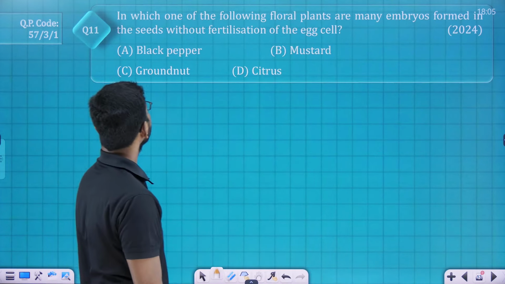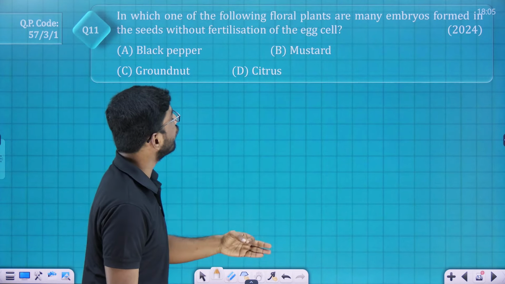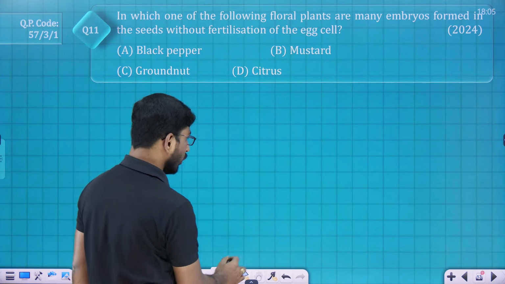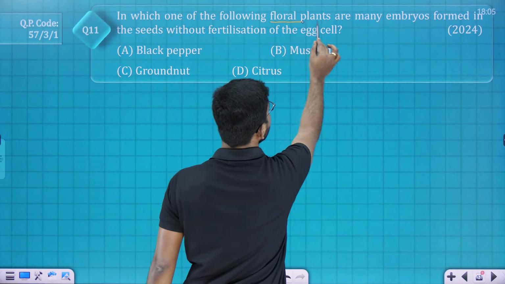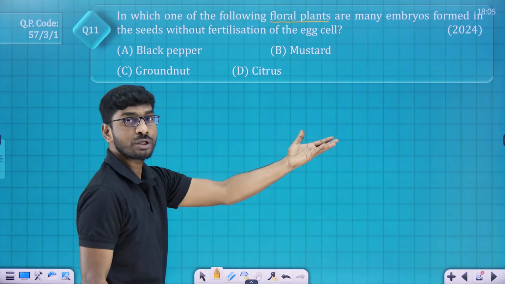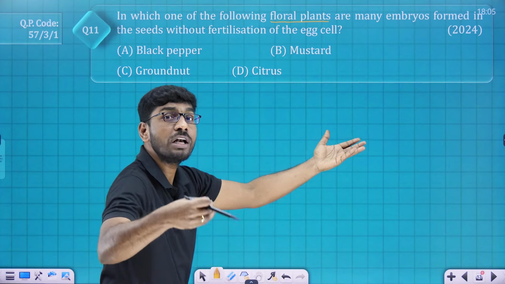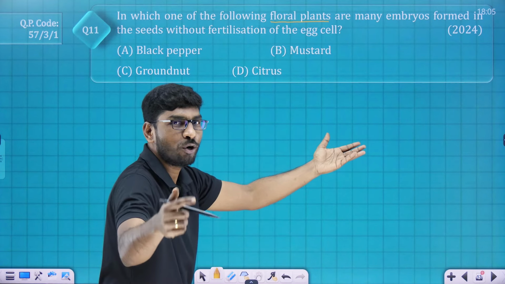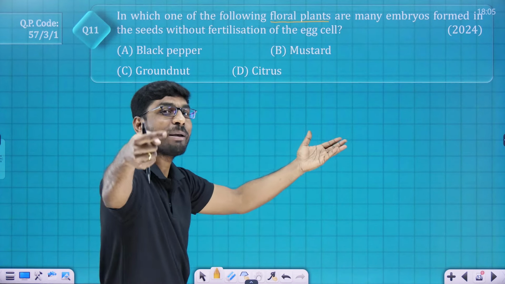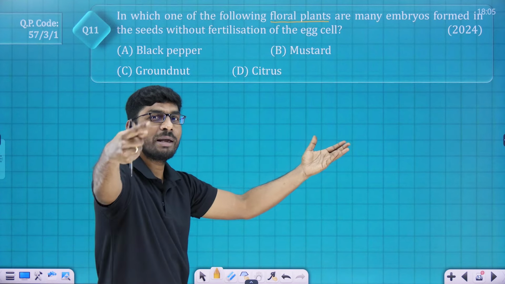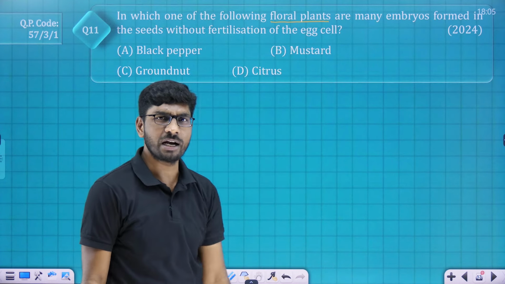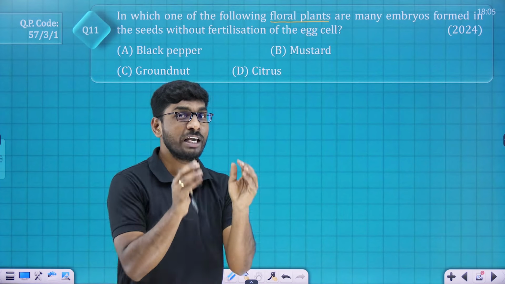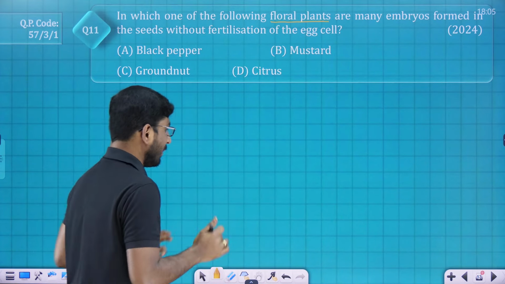The next question is, which one of the following floral parts are many embryos? Many embryos. Polyembryony. So I think you got the answer. Polyembryony. I give you a hint. What are the examples given in NCERT? If you read NCERT, it's clearly mentioned.